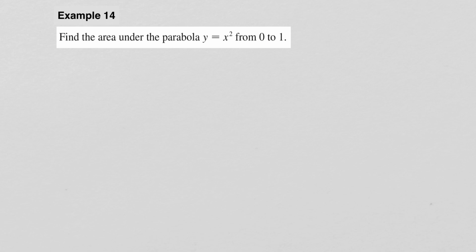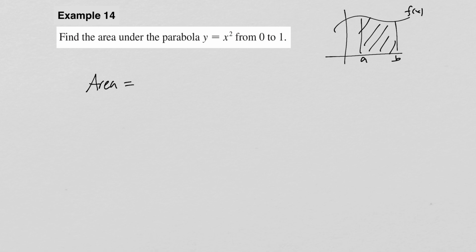And now the last example. And this is just to re-emphasize how you find area under a curve. So here it says, find the area under the parabola y equals x squared from 0 to 1. So let's remember that the area under a curve, where you have some function f of x and some limits a to b, if you're looking for this area, it is simply the integral from a to b of the function. So in this case, we're going to have the integral from 0 to 1 of the function x squared.